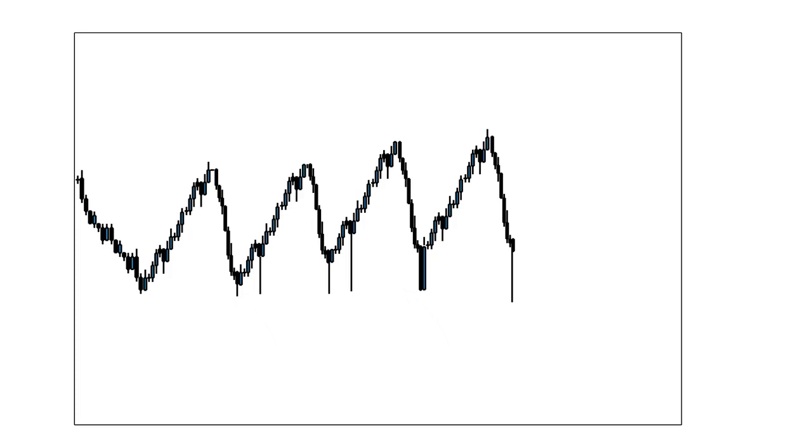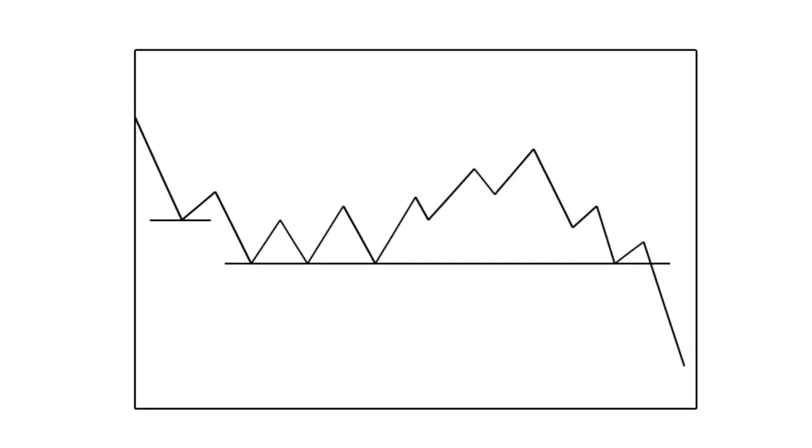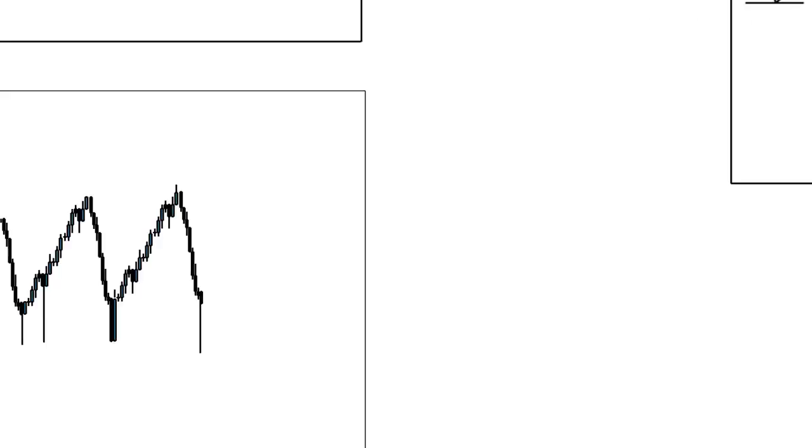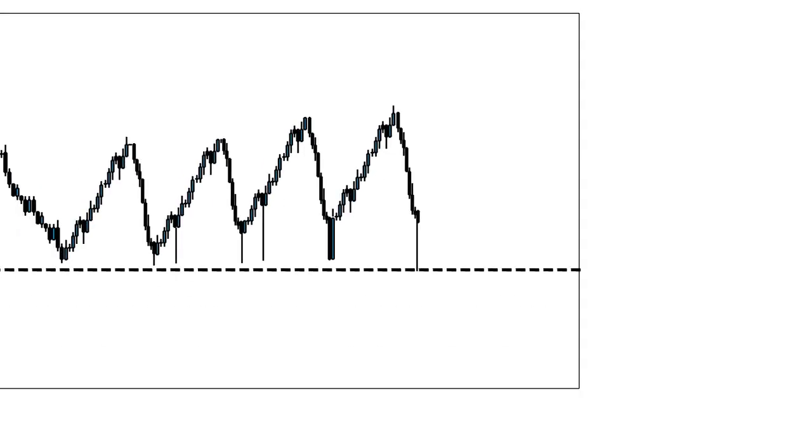But unfortunately, we don't live in a perfect world, and support and resistance levels don't hold forever, which brings us to the next point. When a support or resistance level breaks, the stronger it has been, the stronger the follow-through for the next move will be. So why is that? Take a look at the previous example.